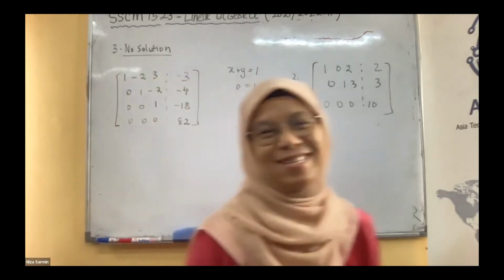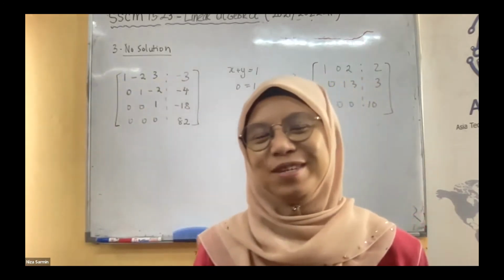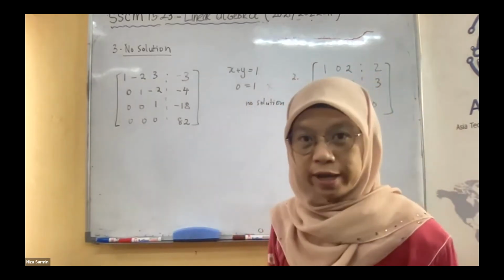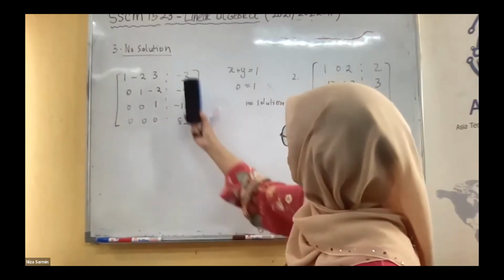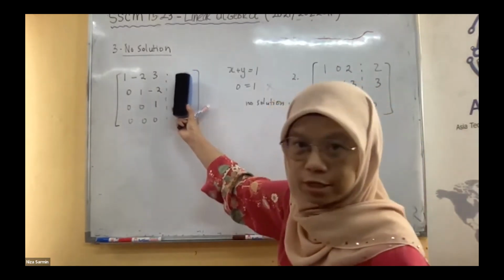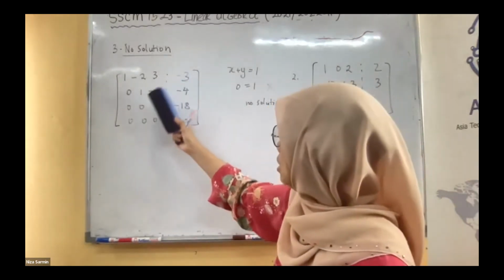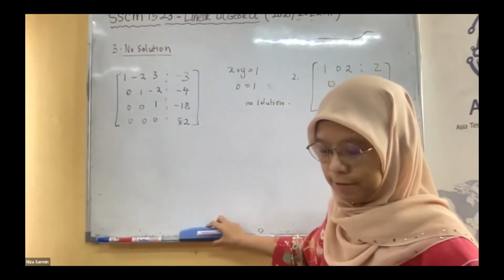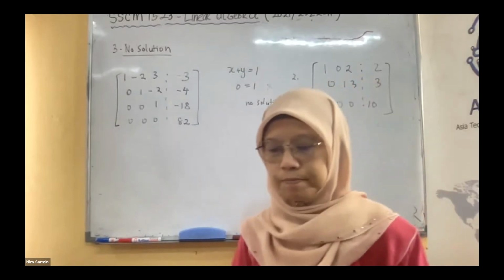You see, there is 0 equal 82, right? So easy to say there. But if you want to use the rank, A has 1, 2, 3 non-zero rows, so the rank of A is 3, and the rank of the augmented matrix is 4. Okay, so this is it.